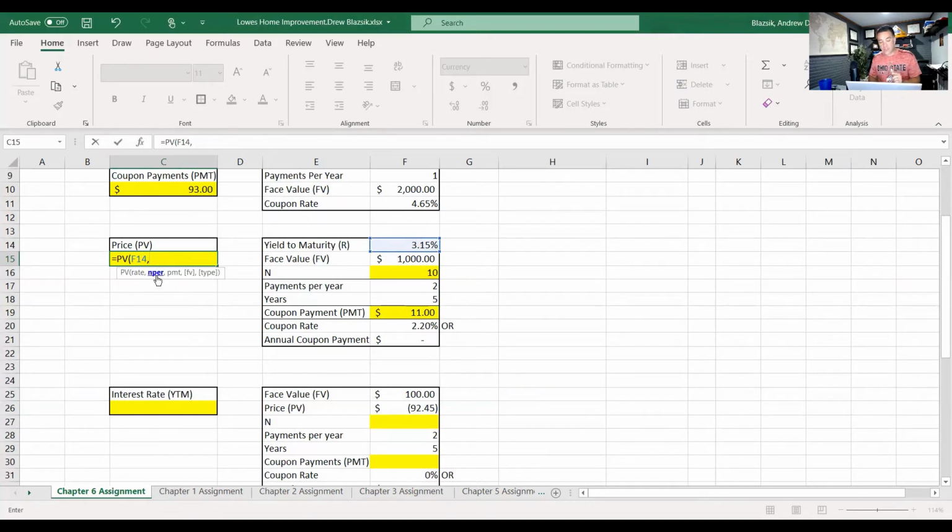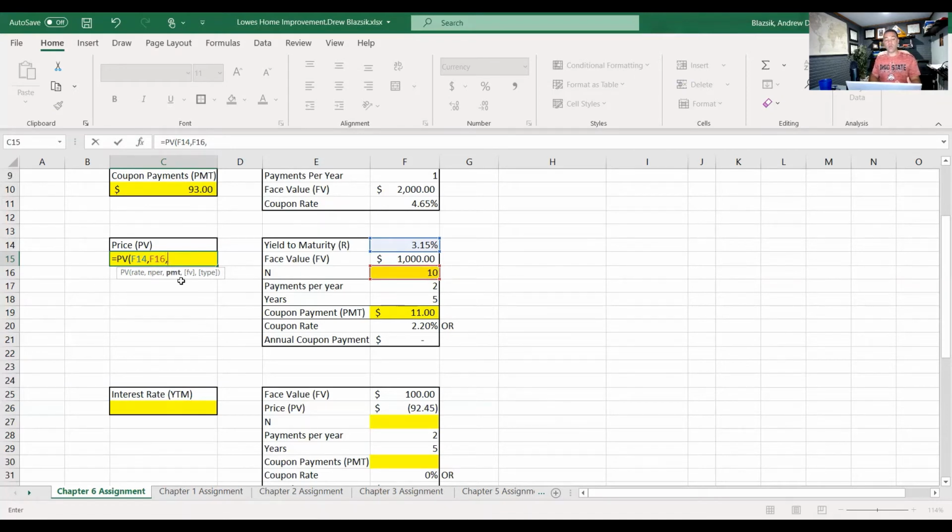Now, what is number of payments? When we're looking at a bond, we're not looking at the payments per year. We're not looking at the total years. What we're looking at is total payments, which is this N that we solved. Total payments. So I'm going to select the 10. I'm going to hit comma.